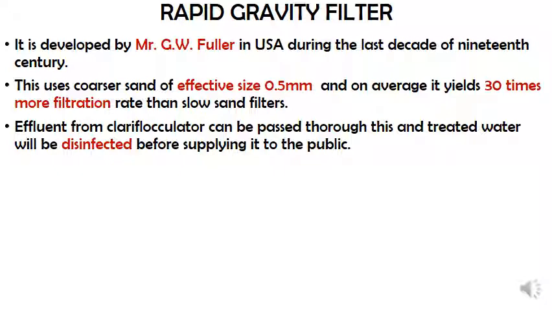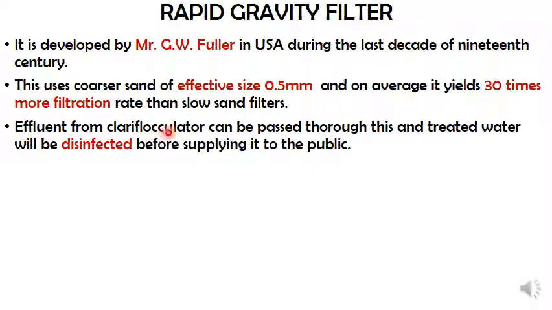So now in the third part, we are going to study the second type of filter, that is the rapid gravity filter. This was developed by Mr. G.W. Fuller in the USA during the last decade of the 19th century. It uses coarser sand of effective size around 0.5 mm, and on average it yields 30 times more than the rate of slow sand filters.